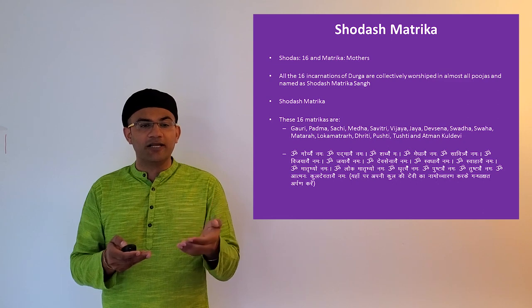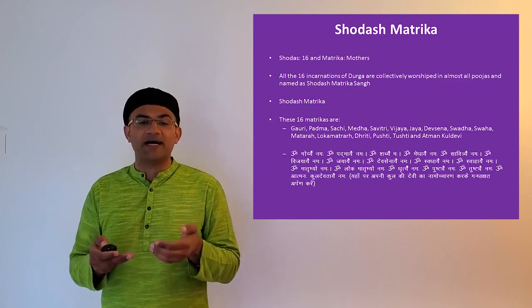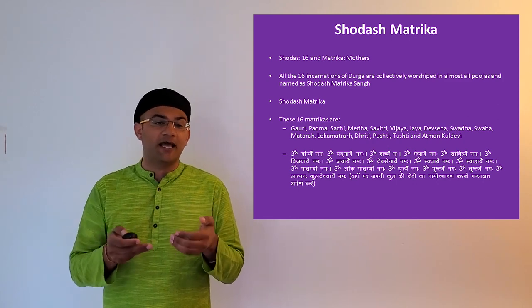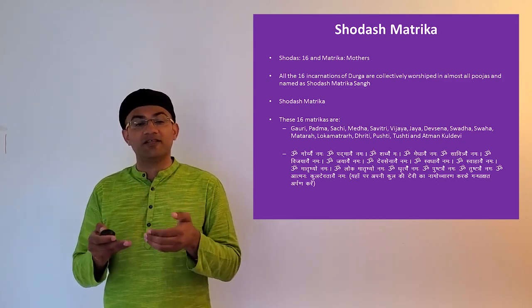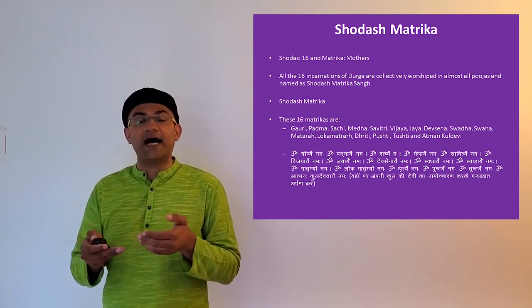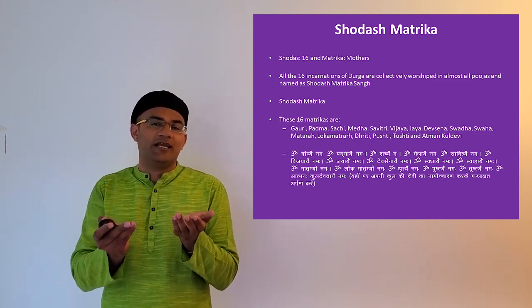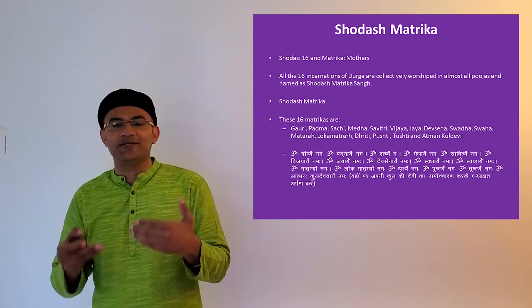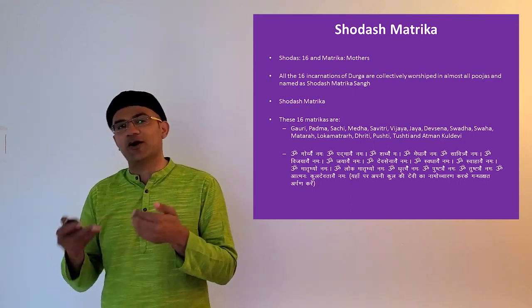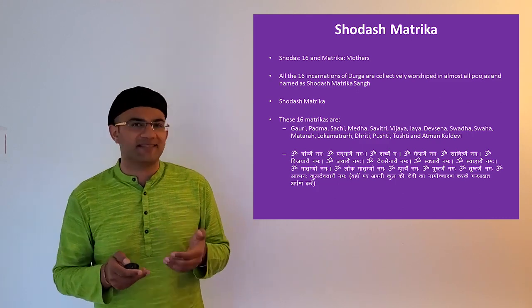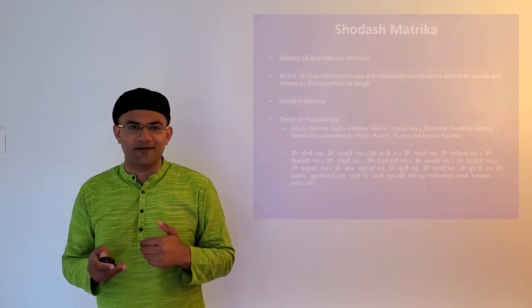So it's Gauri, Padma, Sachi, Medha, Savitri, Vijaya, Jaya, Devasena, Swadha, Swaha, Matra, Lok Matra, Dhriti, Pushti, Tushti, and Atman Kuldevi. Every person in India has their own Kuldevi. So it's the last one, the Kuldevi of your own. You pray to them. So these are the 16 Shodasa Matrikas in the forms of mother goddesses.